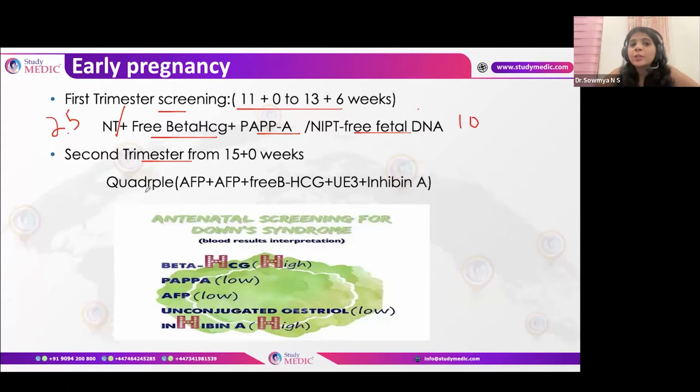In the second trimester, you have the quadruple test, which talks about alpha fetoprotein, beta HCG, unconjugated estriol and inhibin. To understand what rises and what falls in the second trimester, because it has 4 components in the quadruple, just remember whichever has an H in its name, that is increased. Beta HCG has an H, so it would be high. Inhibin has an H, so that would be high. So 2 high and 2 low. Beta HCG and inhibin would be high, PAPP-A and AFP would be low, just for your understanding.